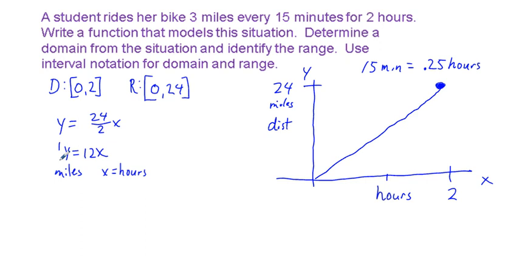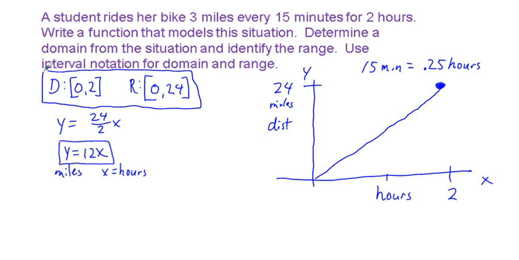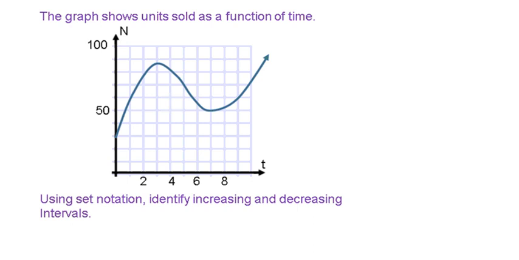We got a function, and it would help to put the time element there. We have a domain and range. I don't know if there's anything else we need in here. And we've done this in interval notation, so we get all the points. Next, the graph shows units sold as a function of time. Using set notation, identify increasing and decreasing intervals.